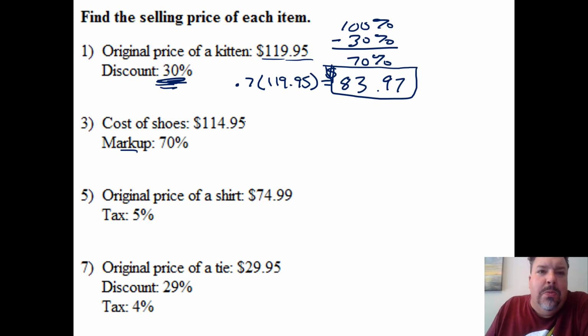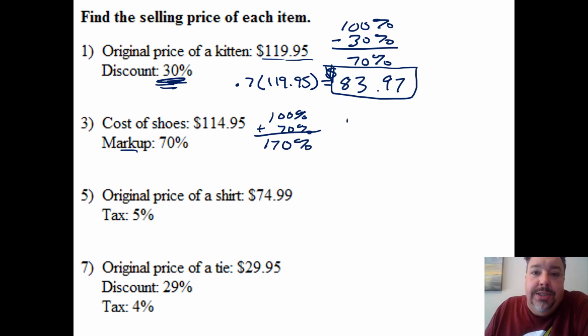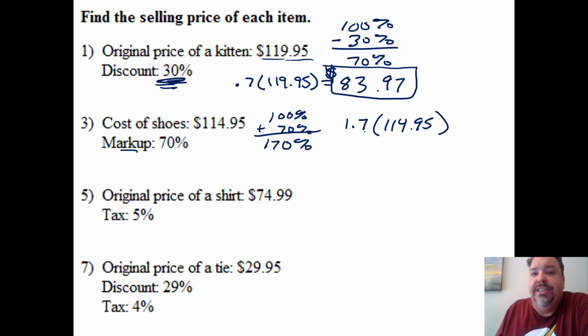So we have to think about, okay, what is the total percentage that we're paying? Well, of course, we've got to pay for the shoes, and now they're going to be marked up, a higher price of 70%. So we're not going to just multiply by 70% because that means we're getting a discount. If we're paying for the whole thing, we're paying 100% of it plus another 70% on top of that. So we're paying a total of 170% of the original price. So what we can do is just take 1.7 times the original price of 114.95, and that will give us our markup, our final price.